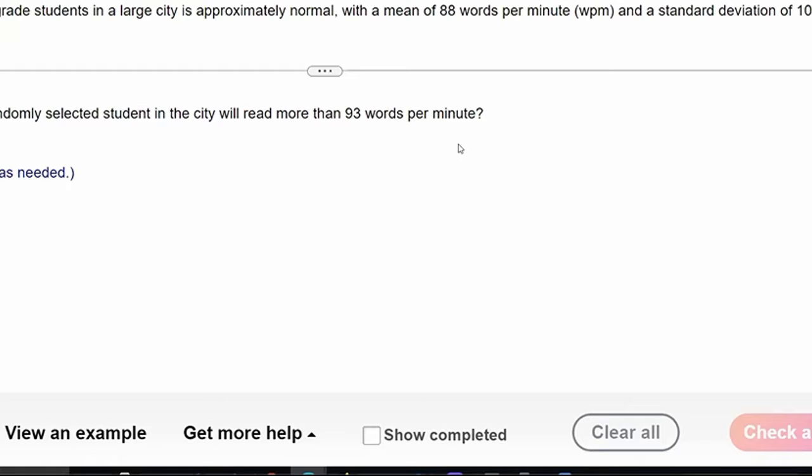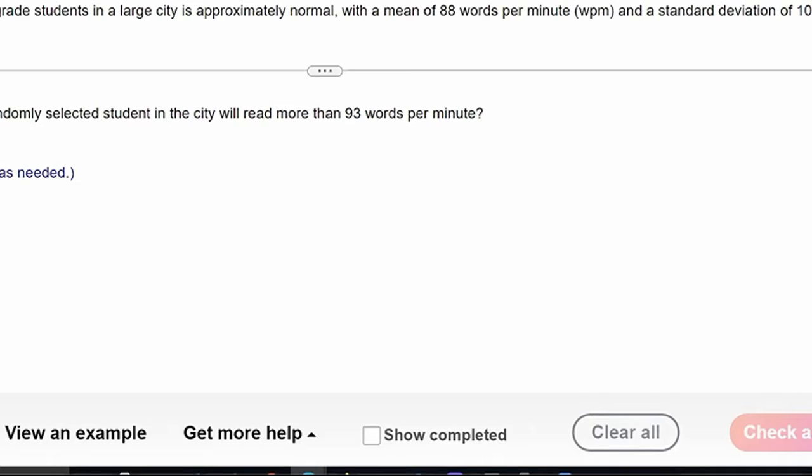We're told that the reading speed of second grade students in a large city is approximately normal, with a mean of 88 words per minute and a standard deviation of 10. What is the probability that a randomly selected student will read more than 93 words per minute? So if we use z-scores, I'll show you a calculation of that.